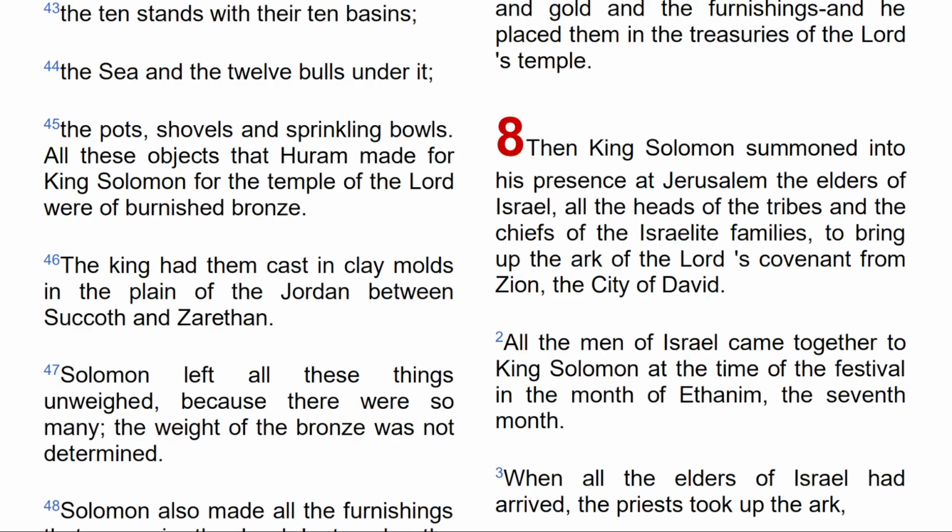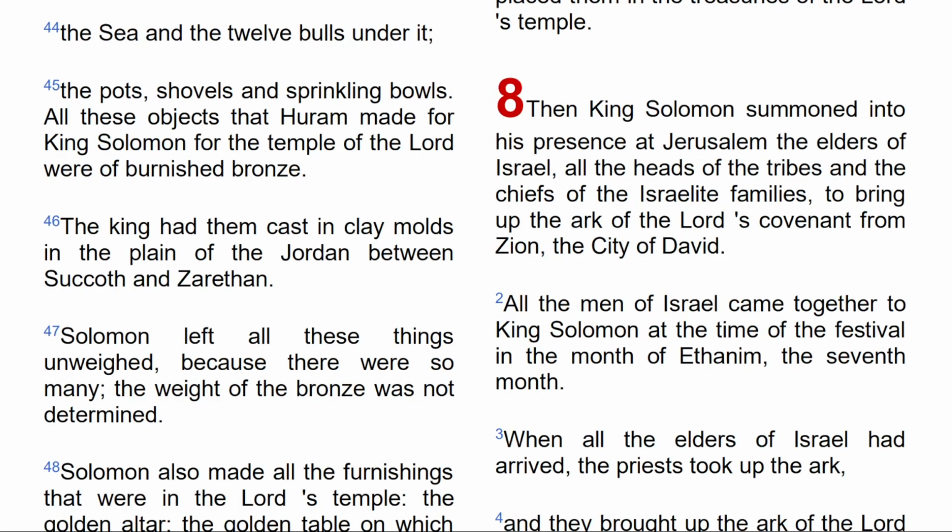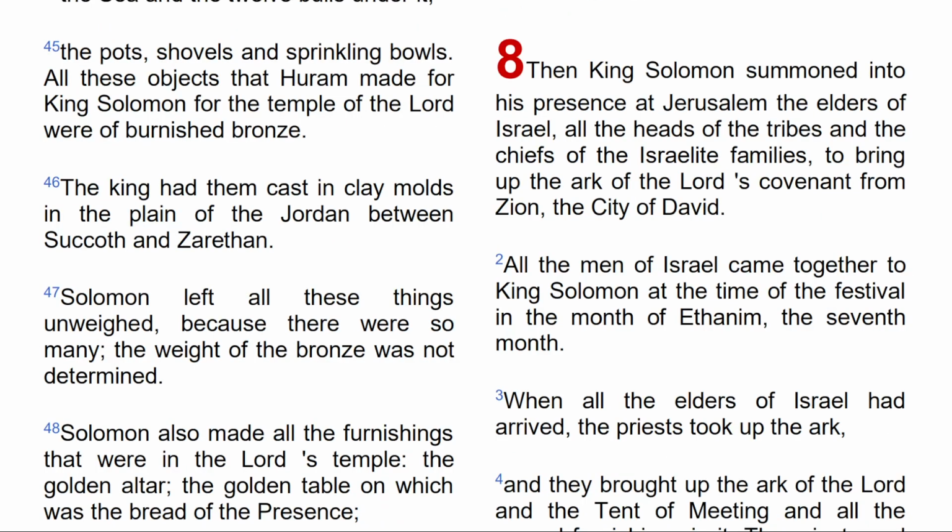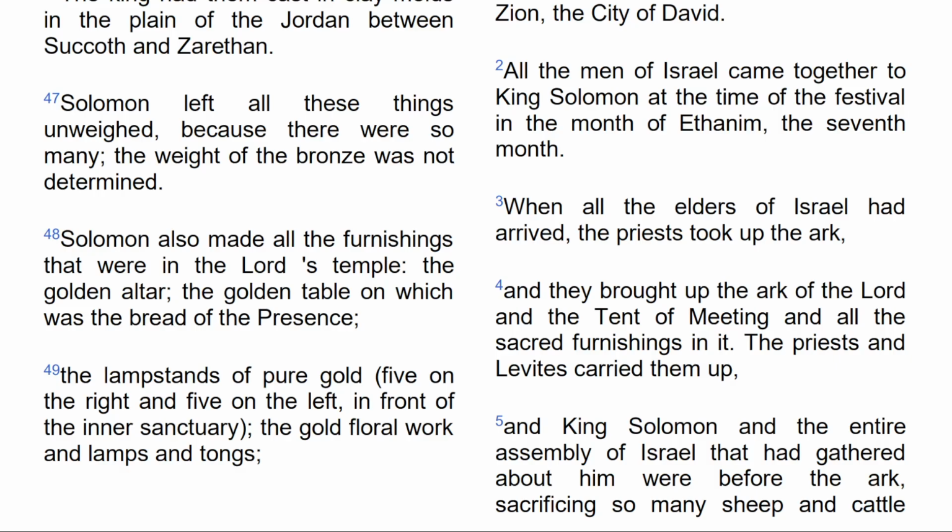All the men of Israel came together to King Solomon at the time of the festival, in the month of Ethanim, the 7th month. When all the elders of Israel had arrived, the priests took up the ark. And they brought up the ark of the Lord, and the tent of meeting, and all the sacred furnishings in it.